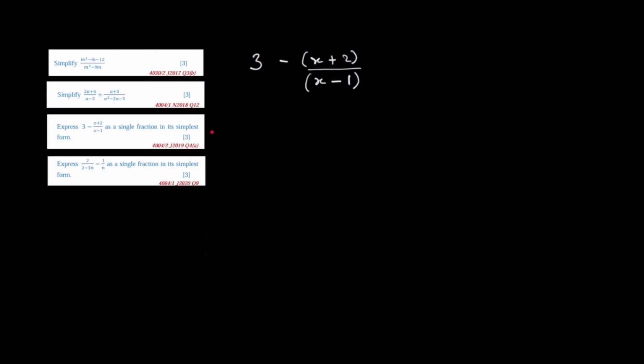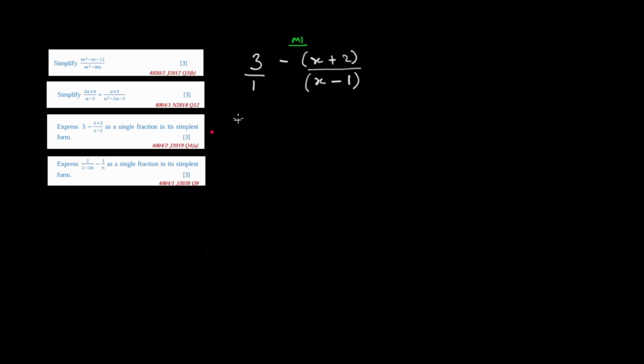Okay. So our method number 1: we write 3 as 3 over 1. So we make it a fraction with 3. So let us separate those two numbers into algebraic fractions.